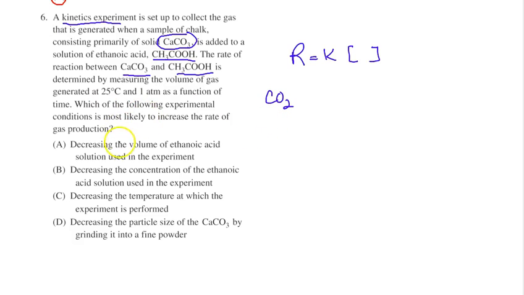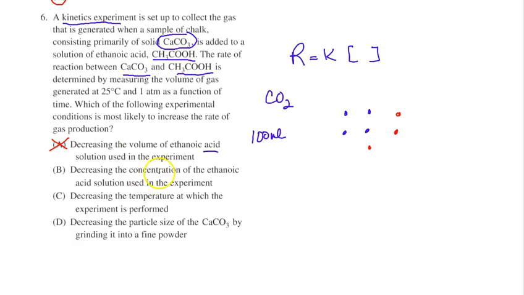Let's go through them. A, decreasing the volume of ethanoic acid solution used in experiments. So if I was going to use 100 milliliters of the ethanoic acid, or my vinegar, and I use less, then I have less ethanoic acid to react, so I have less reactants. So if you think about it, having less reactants means you're going to have fewer collisions among the reactants. If I take away some of the dancers on a dance floor, there's going to be fewer collisions. So that's not going to increase the rate of reaction.